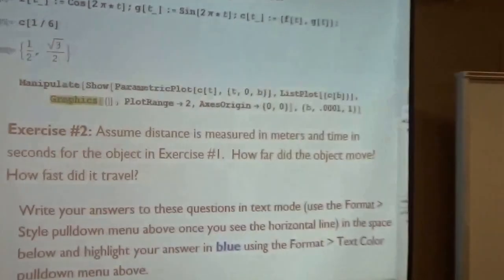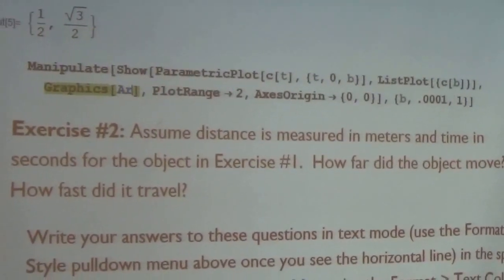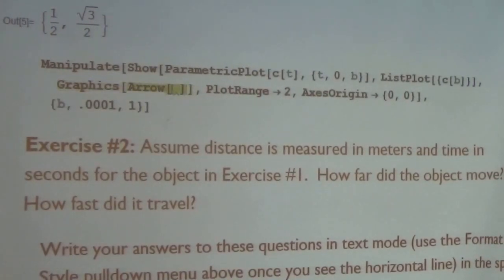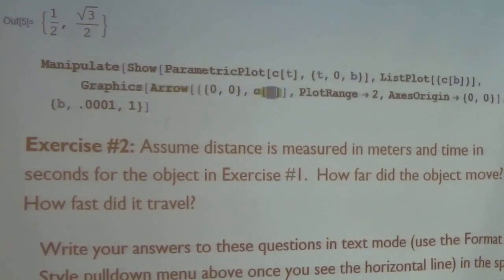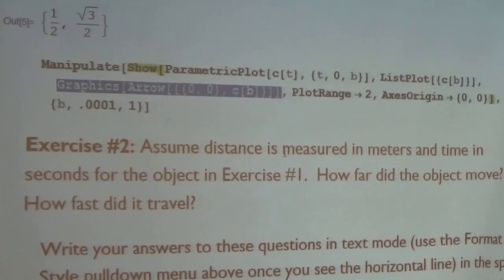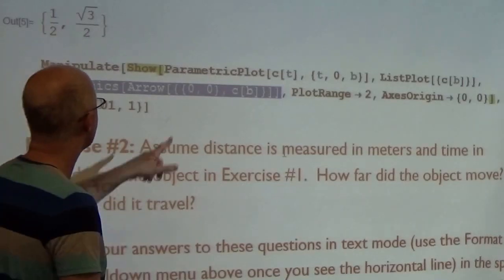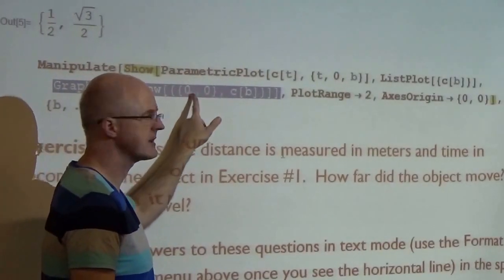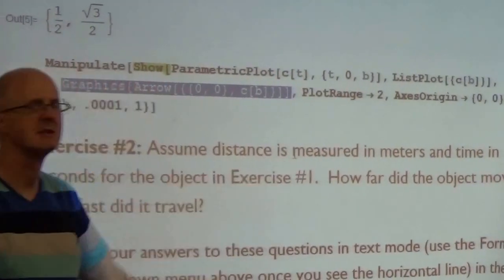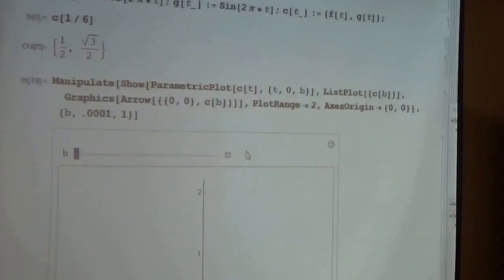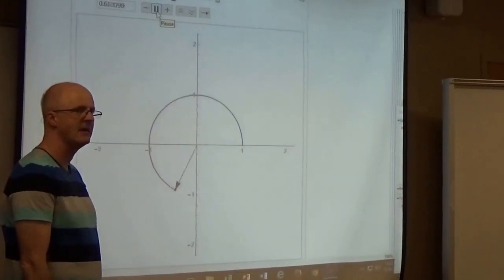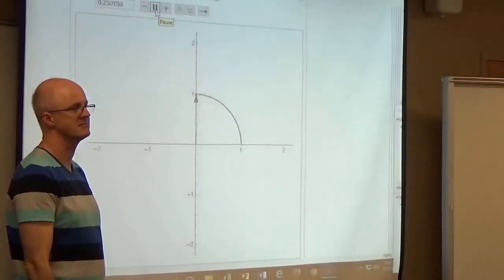If I, for example, want to make an arrow going from the origin to the point as it moves, this is the syntax. Graphics and Arrow combine in that kind of way to make an arrow that goes from the origin, represented by {0, 0}, to C of B, the point, as B changes. So we will see the position vector, the arrow, follow the point as it moves. The point moves, the position vector moves. Okay?